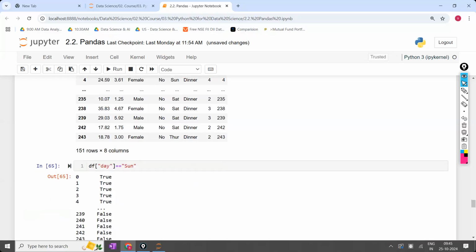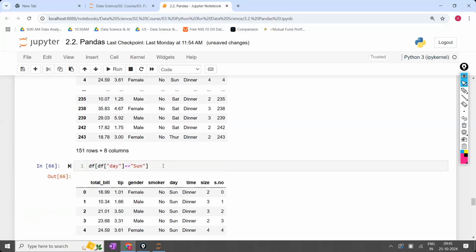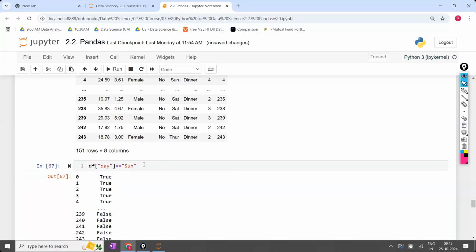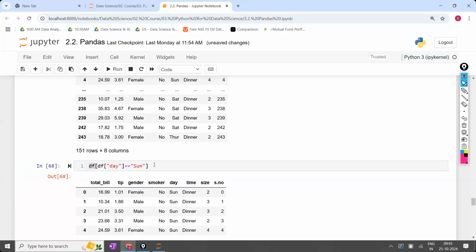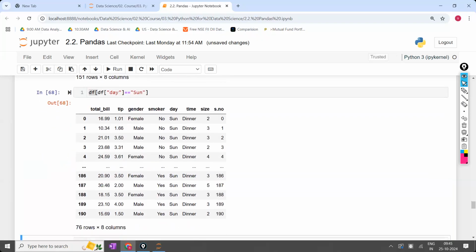But I want the records which are true. Then what do I have to do? In the starting, we have to write df of bracket. Then you are going to get the output as the records which satisfy the condition. If you don't write df of, and write only df of day is equal to Sunday, the output is true or false because it is a comparison operator. Comparison operators will always give true or false. And once you write df of like this, it gives the records in the output.